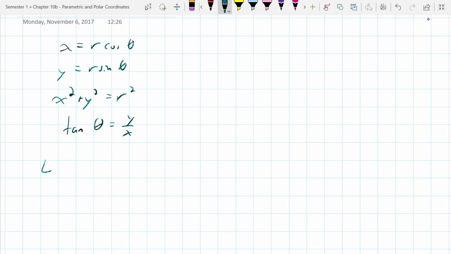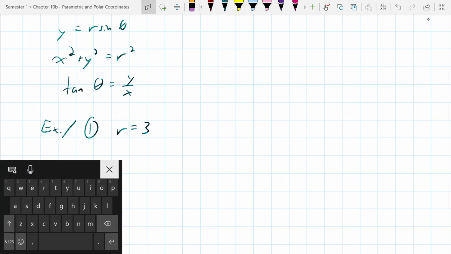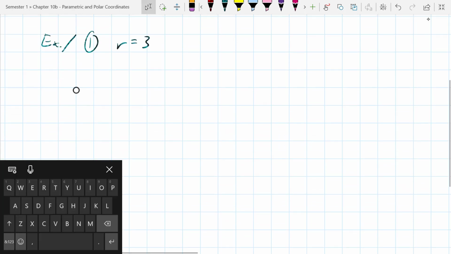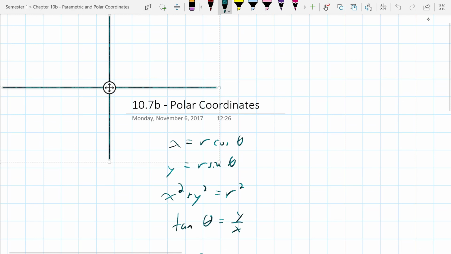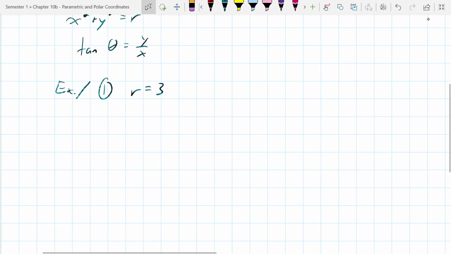So, for example, let's do some examples of ones that we have to do. Example 1, radius is equal to 3. Well, that one should be evident about what it is, and it's actually a lot easier of an equation to use than the rectangular form of that. If all I know is that the radius is 3, then I should know that what I have is a circle.